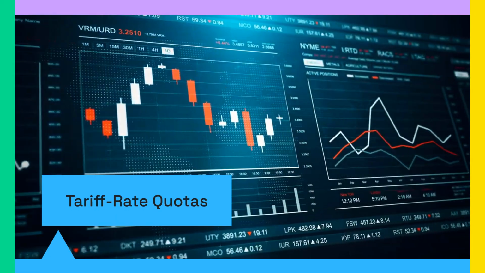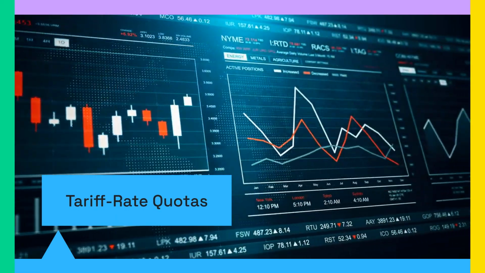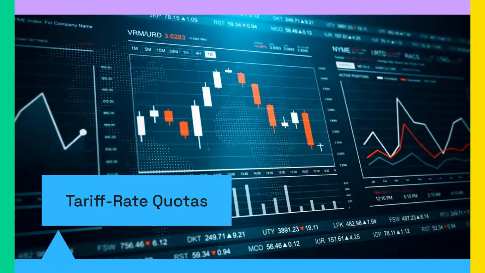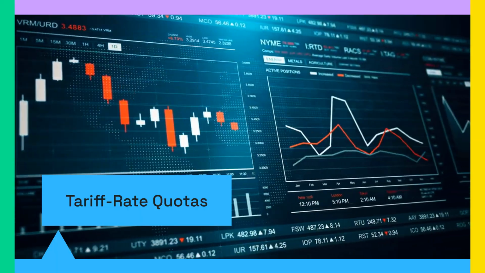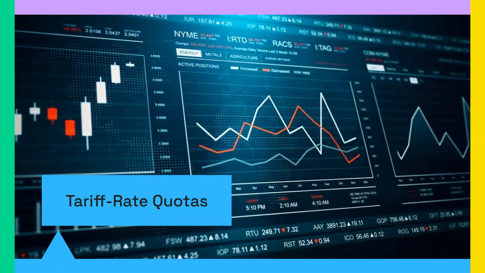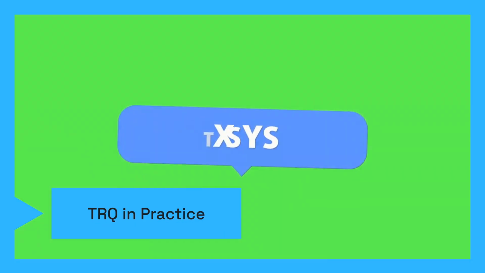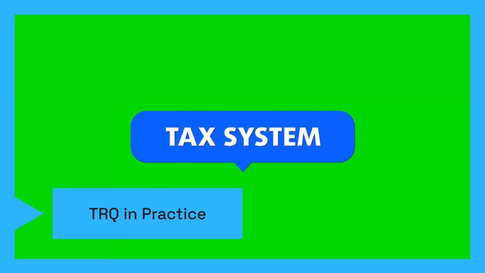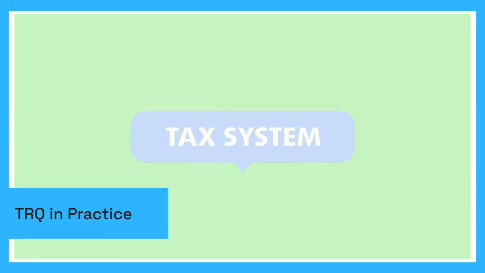A tariff rate quota, or TRQ, is a two-tier system. A lower tariff applies up to a specific quantity, and a significantly higher rate is imposed once that quantity is exceeded. This system protects domestic producers by allowing a certain amount of imports at a reasonable price, but making mass over quota imports much less profitable.